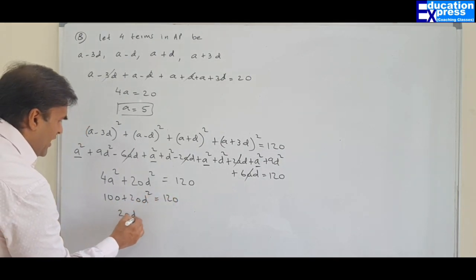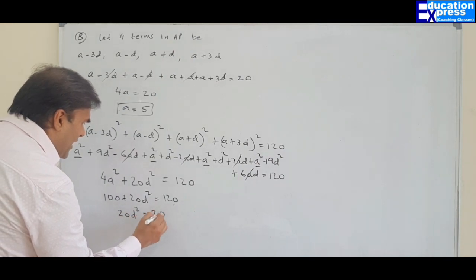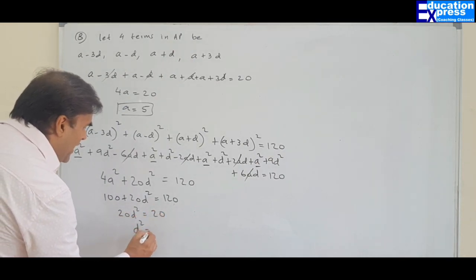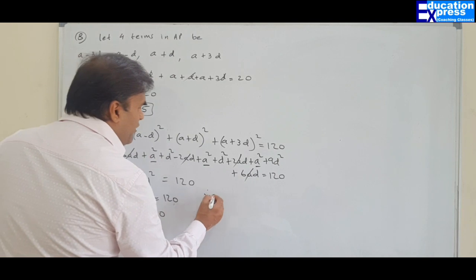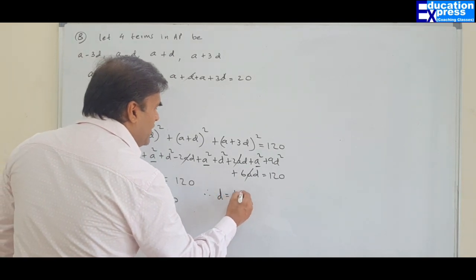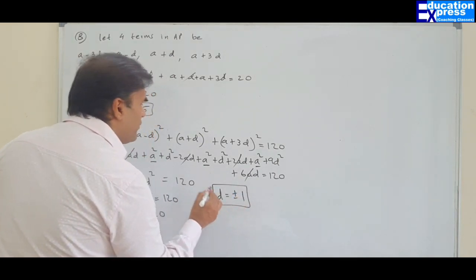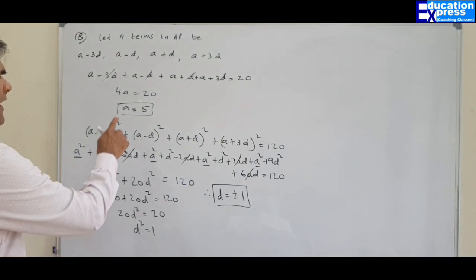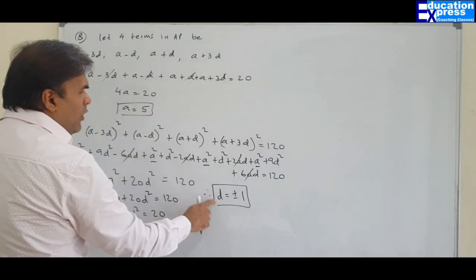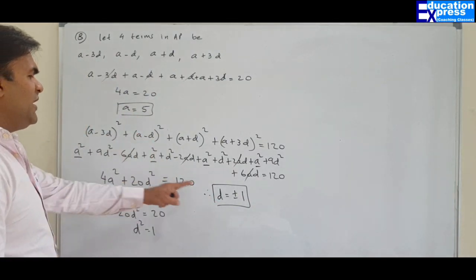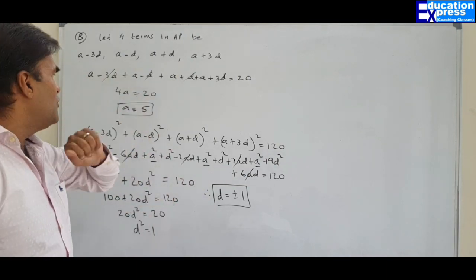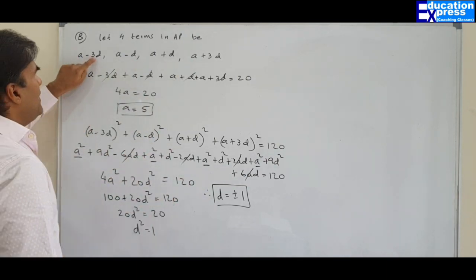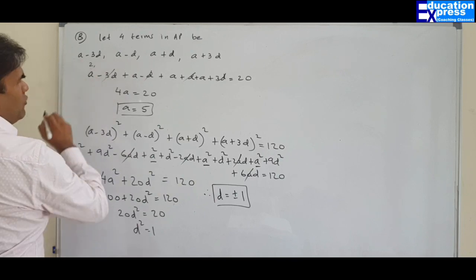So 20d square is going to be 20. D square is 1. And my dear friend, that is why d equals plus or minus 1. Remember my dear friends, the value of a is ascertained, the value of d is ascertained. You simply have to place the values. So what do you get? 5 minus 3. To begin with, you will get 2.